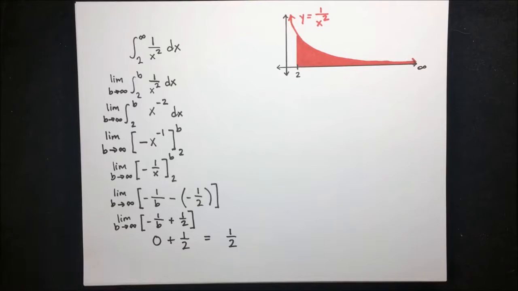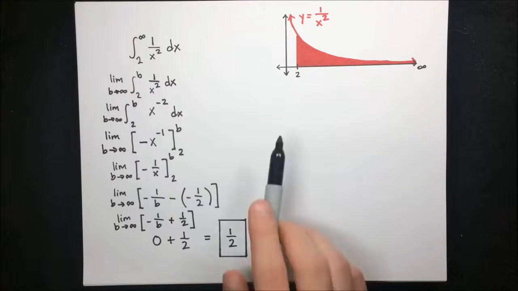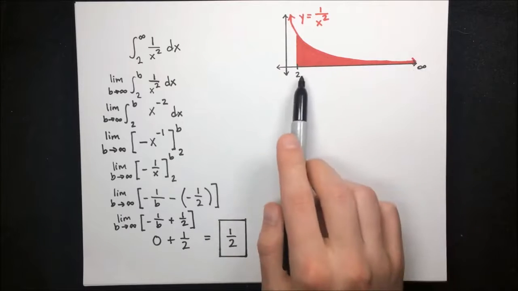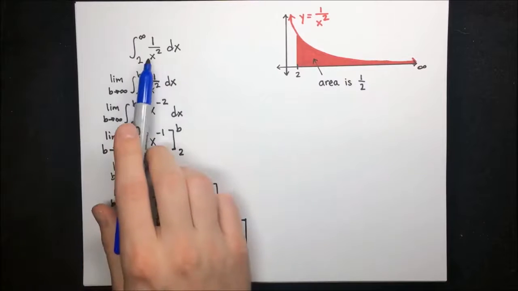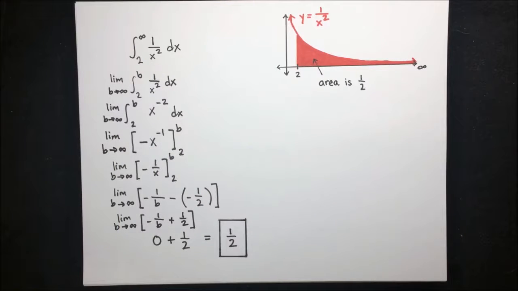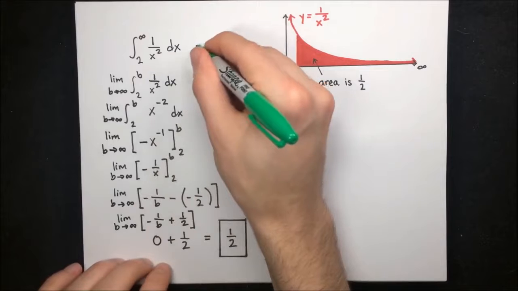Does that make sense? Well, yes, that is truly the answer. We did not make any mistakes along the way. That is actually what it is. The area under this infinitely long curve from 2 all the way to infinity is 1/2. That's right. So the takeaway here is that the area under an infinitely long curve can actually be finite. And in such a case, when an improper integral like this one here comes out to a finite number, we say that the integral converges.